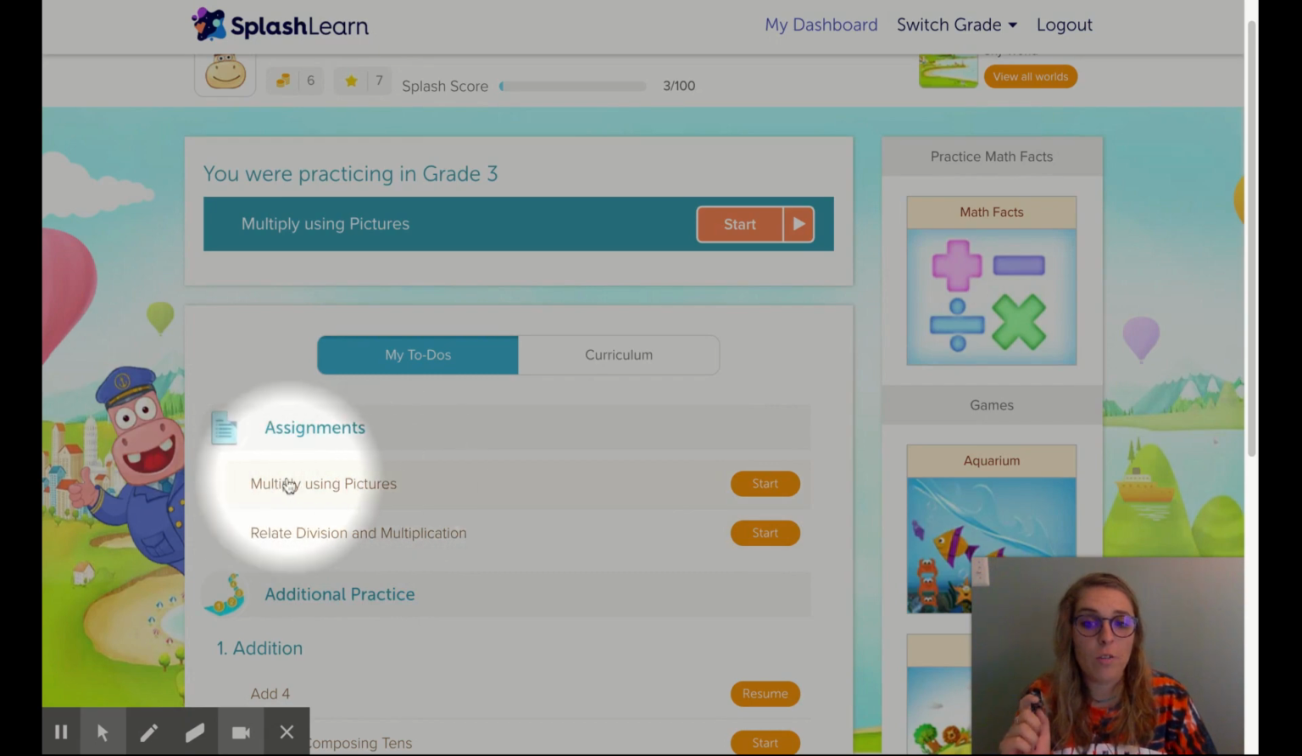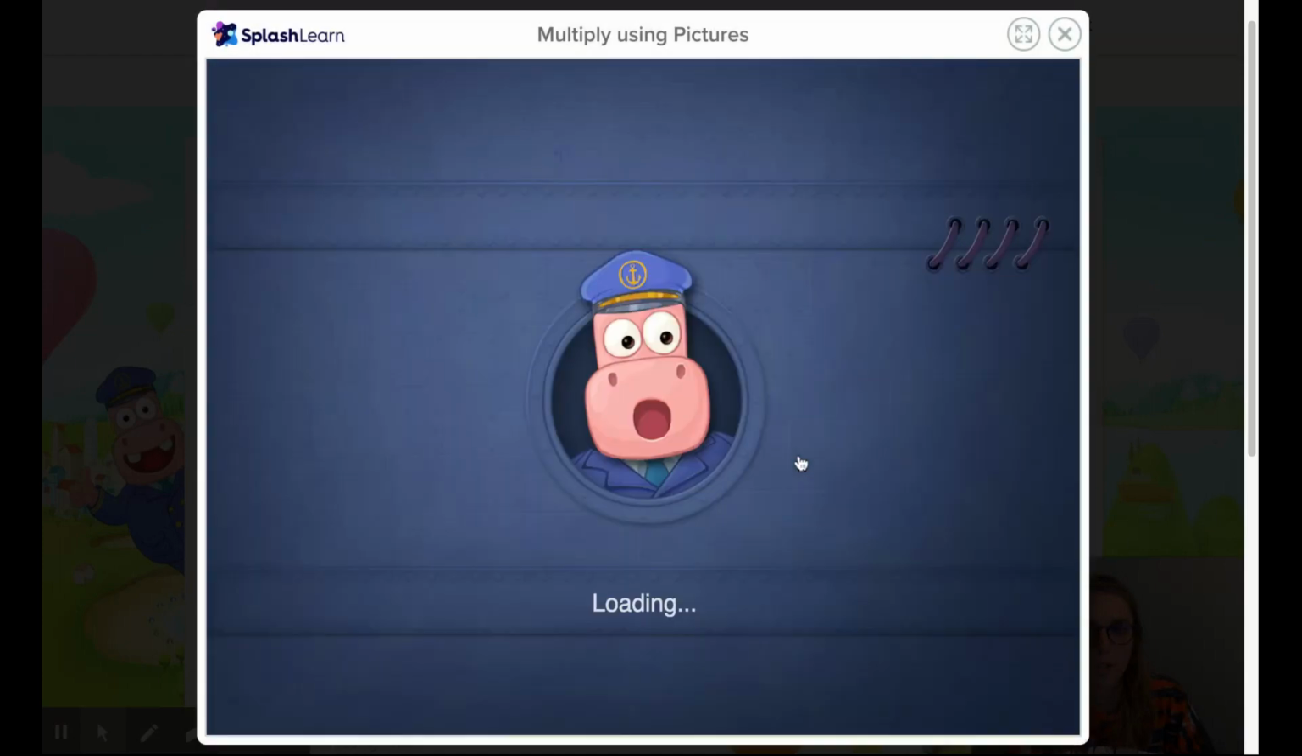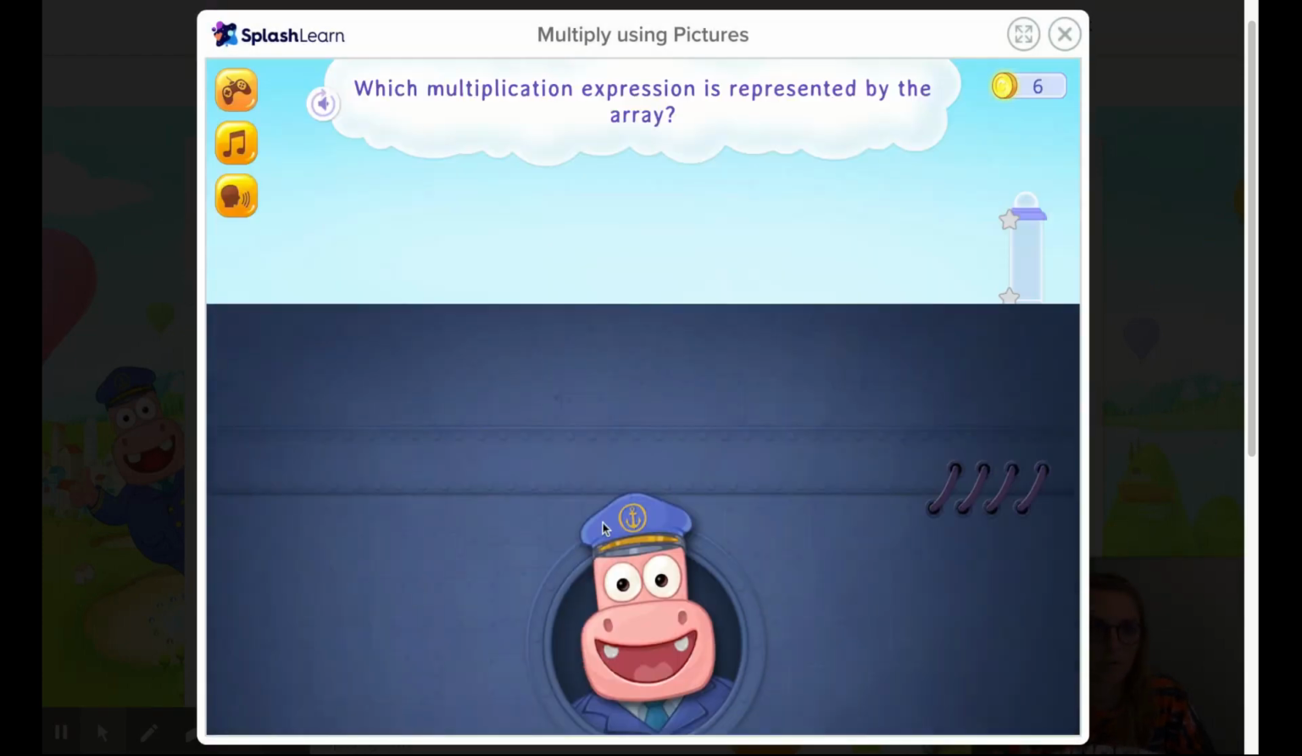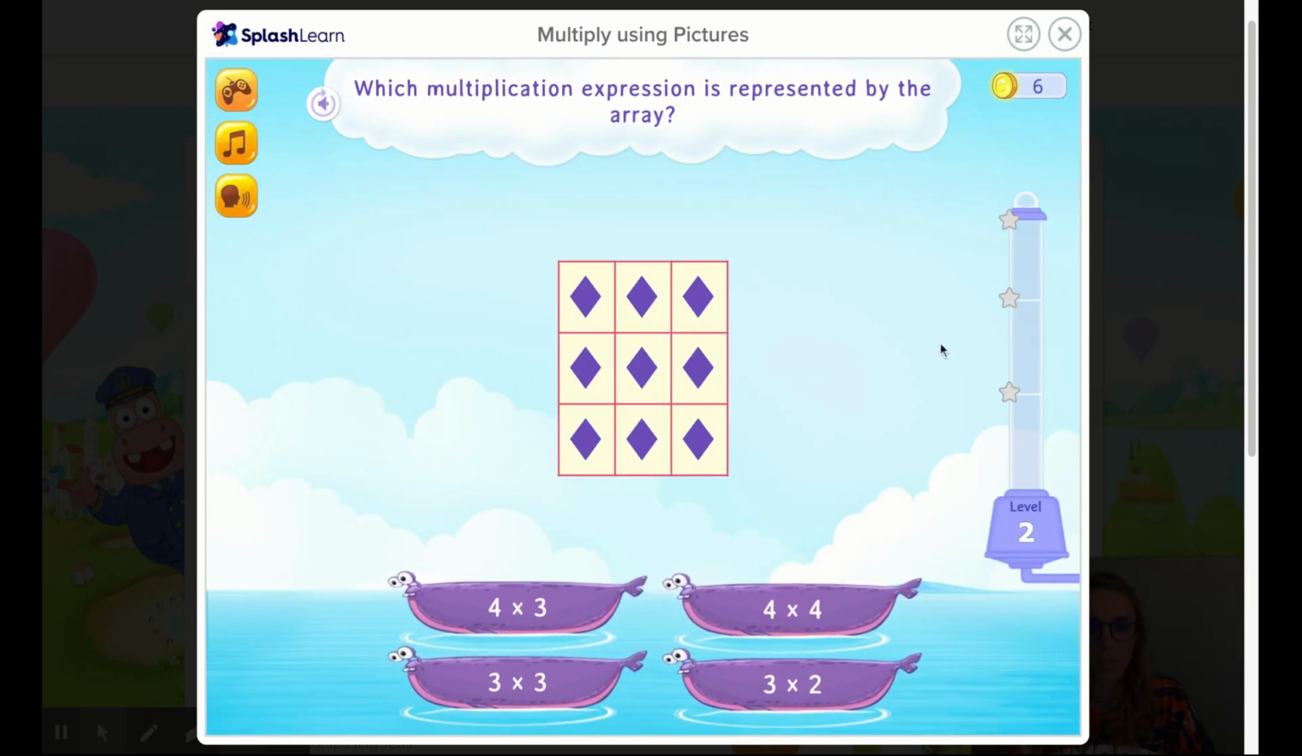I would like you to do this assignment first. That's why it's listed first. So when you click on this, you'll click start. You get to hear the fun sounds. Which multiplication expression is represented by the array? So it'll always also read you the directions. So it's my job here. I have to pick which of these multiplication expressions. Sorry, I'm going to turn the sound off because it got really loud there. So I have to pick which of these expressions match my array. So in this case, I'm thinking, okay, I know this is a 3 by 3. I'm going to click this button here.